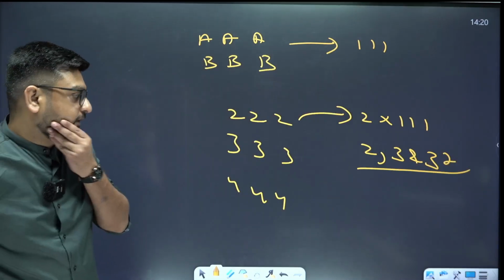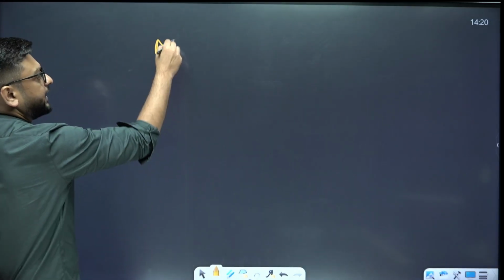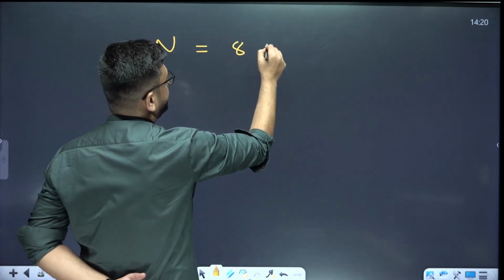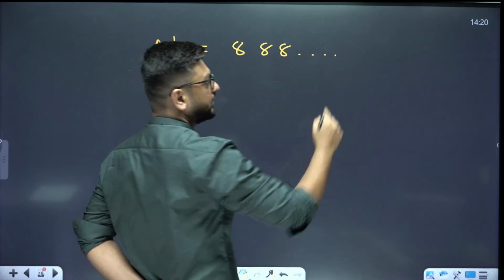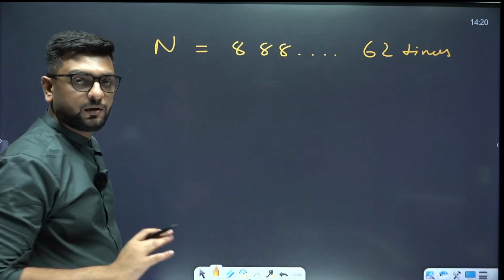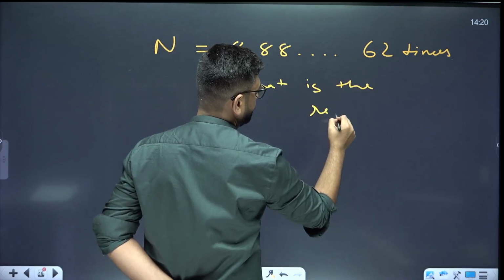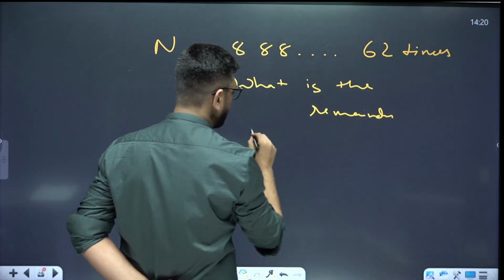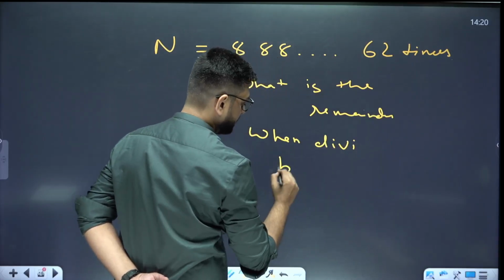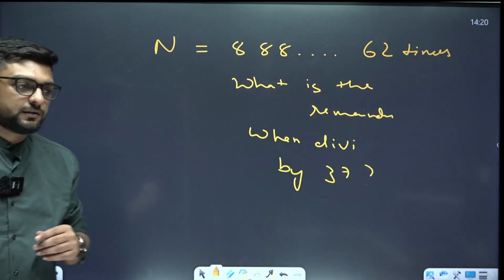Clear? Good. Now, next part, the same question: if number n is such that it is of the form 8, written 62 times, what is the remainder when divided by 37? When divided by 37, what will be my remainder then?